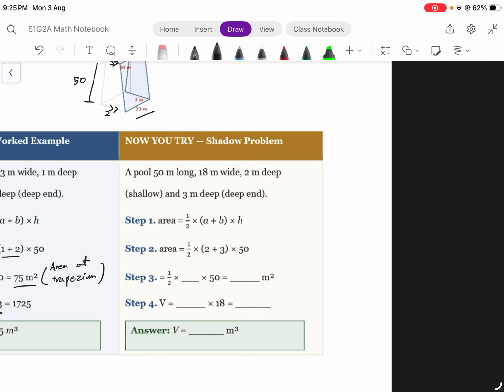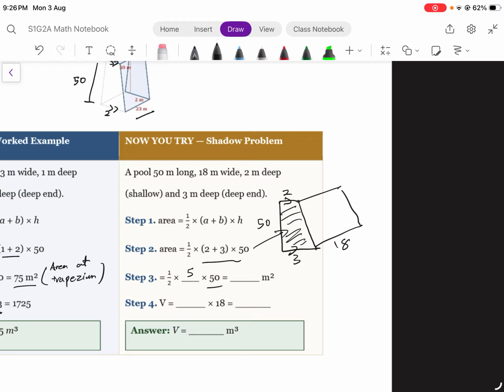So from here, same thing. You have a pool that is 2 meters deep, 50 meters long, and 3 meters deep. So these two are parallel lengths. Then you have your length, right? Your length is 18. So 2 plus 3 is 5, 5 times 50 is 250. So this is your area. Then 50 is your length.